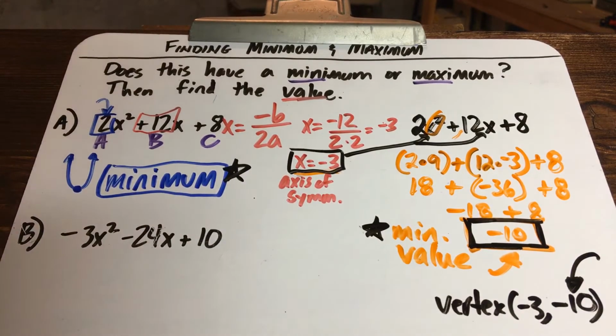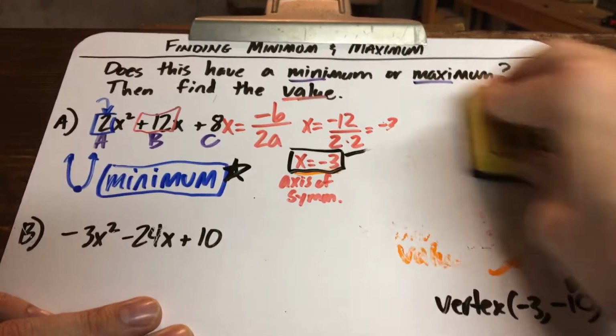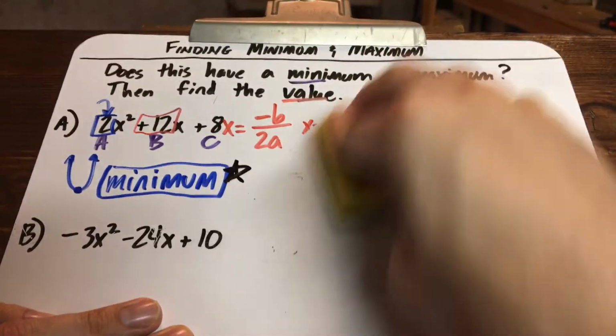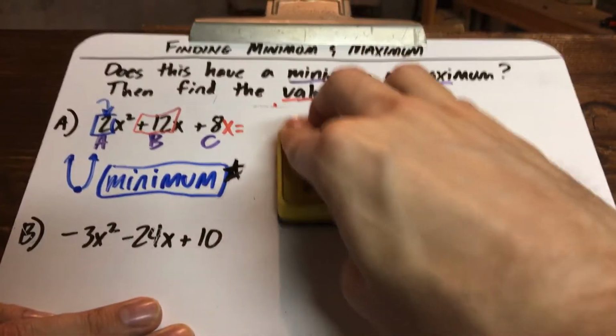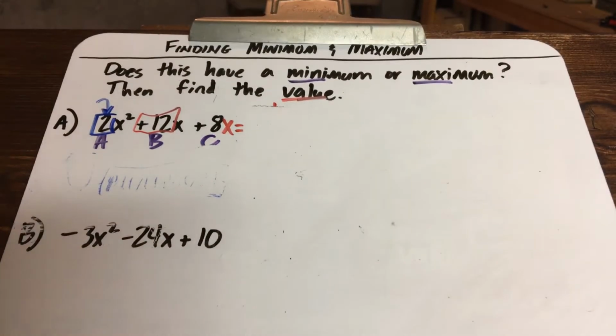All right, let me try letter B. I'm going to erase this the best of my ability without smearing the board. Sometimes when I erase it, it leaves kind of a mess, but that looks pretty good. Okay, letter B.